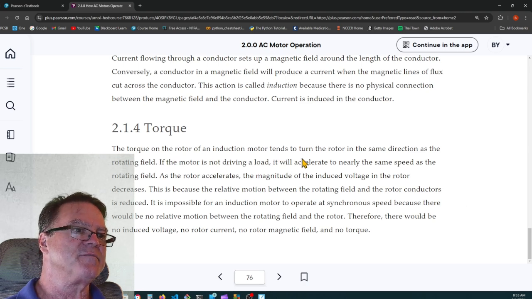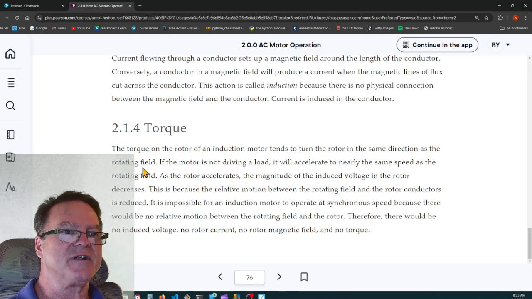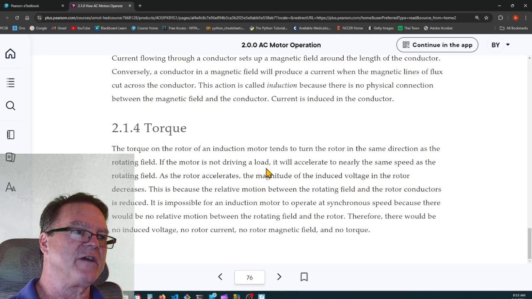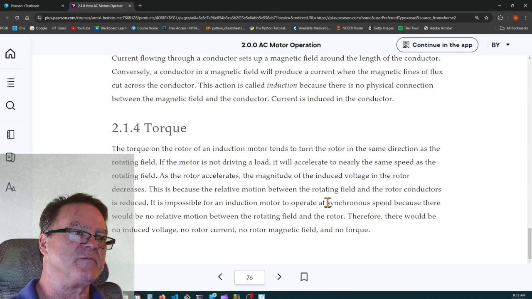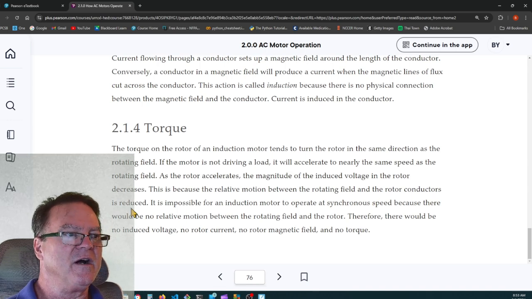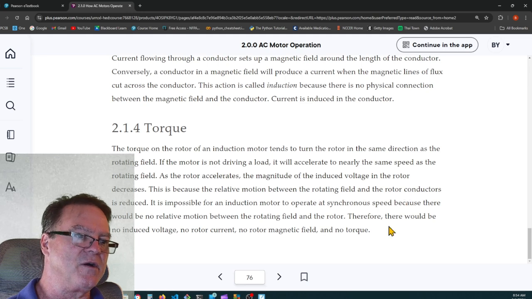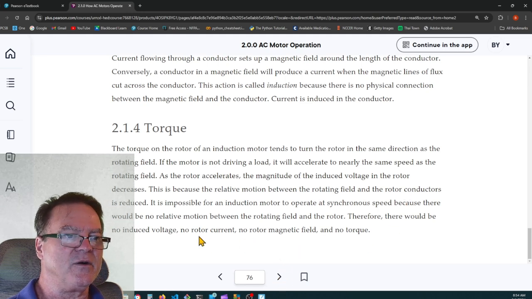The torque on the rotor of the induction motor tends to turn the rotor in the same direction as the rotating field. If the motor is not driving a load, it will accelerate to nearly the same speed as the rotating field. As the rotor accelerates, the magnitude of the induced voltage in the rotor decreases. This is because the relative motion between the rotating field and the rotor conductors is reduced. Therefore, there would be no induced voltage, no rotor current, no rotor magnetic field and no torque. Basically, what they're describing here is slip.